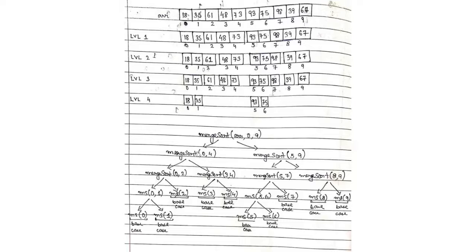So what would be the answer to merge sort 0, 4? It would be a new sorted array created by merging 18, 35, 61 and 48, 73. How do we merge them? We just merge them by creating a new array that is sorted. That new sorted array would be 18, 35, 48, 61, 73. So the answer to merge sort 0, 4 would be 18, 35, 48, 61, 73. In the same way we would be sorting the elements in the other subproblem as well, and then we will hit our base cases.